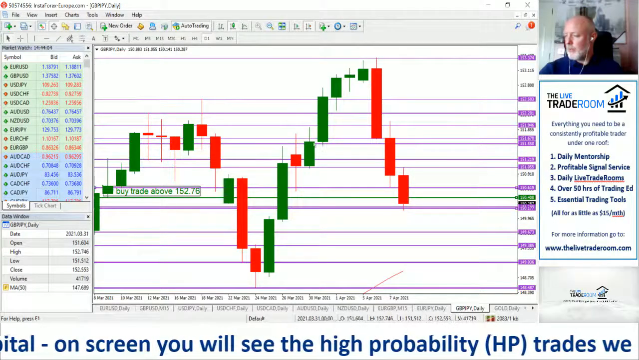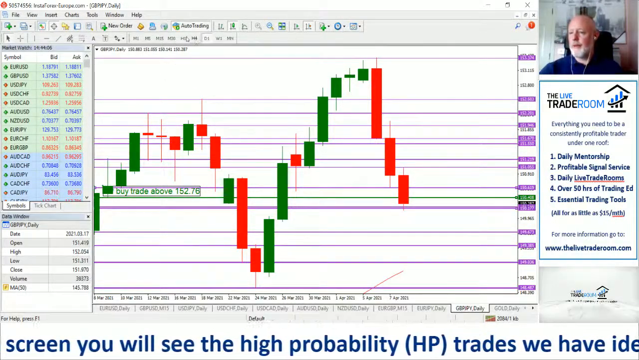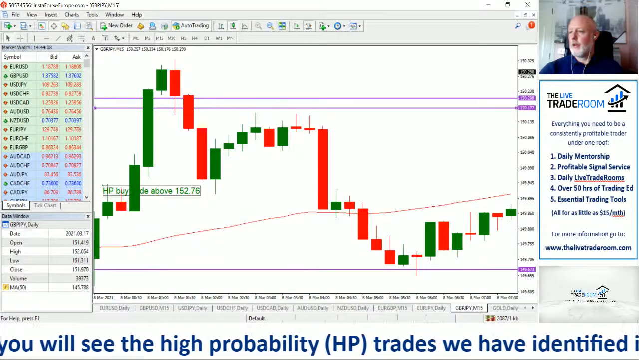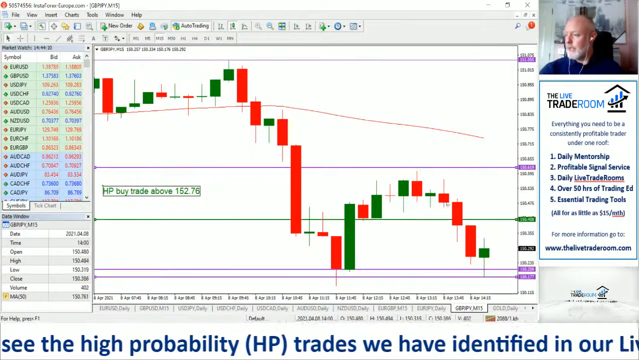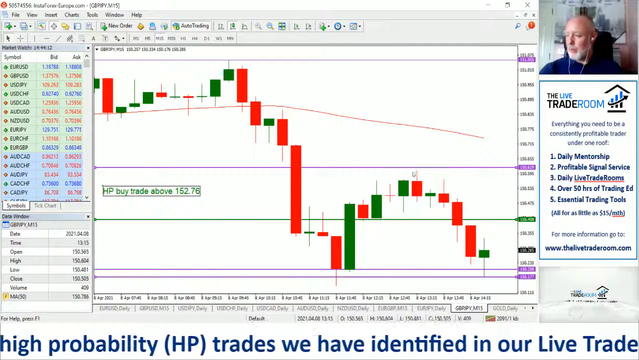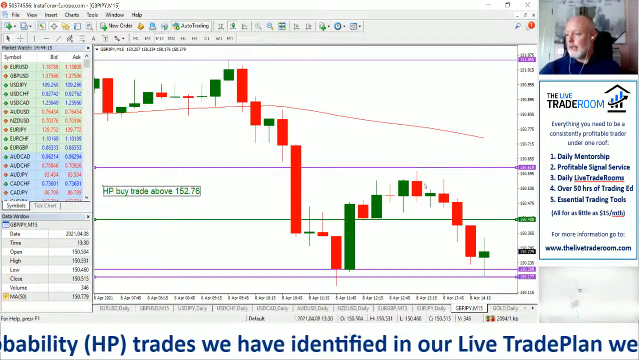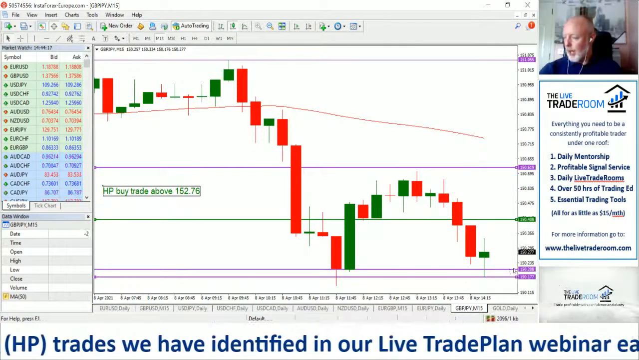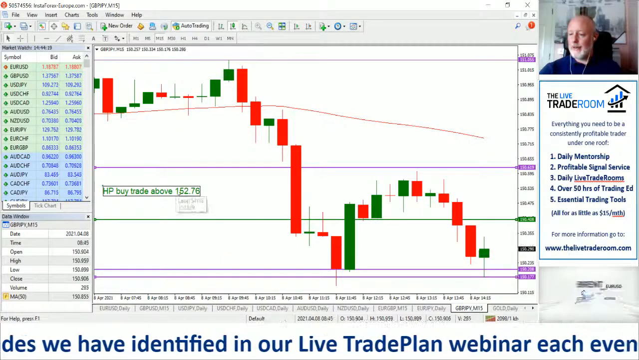So yes, it is the 150.61. We had the breakout, we had the pullback very close to that level, and now we're looking for a close below the 150.20.